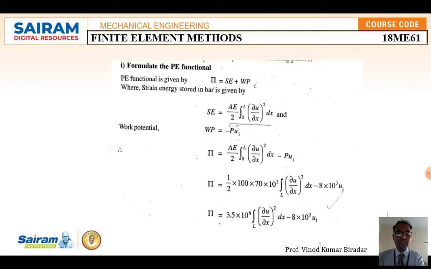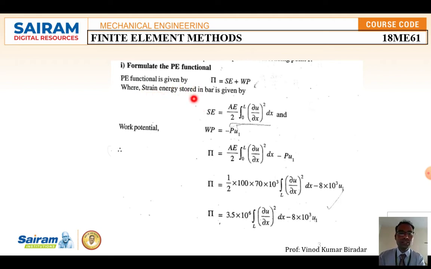So look at here, step number 1 is formulate the potential energy function. Potential energy function is given by pi, which is equal to strain energy plus work potential. So what is the formula for strain energy and work potential for a bar subjected to a point load? These two formulas I listed in the first class only, in the list of formulas.